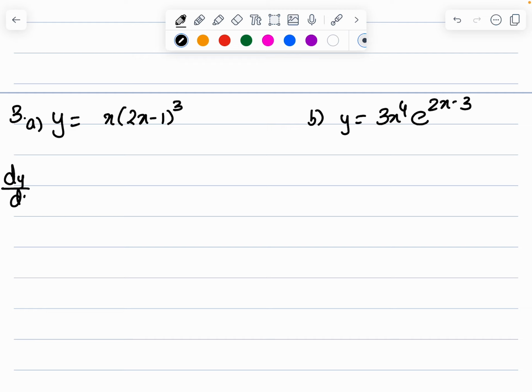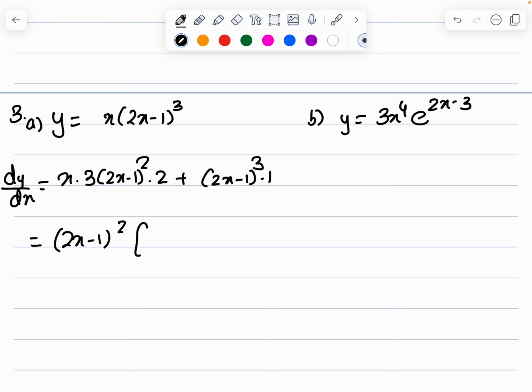What will happen? dy/dx equals x times 3 times (2x minus 1) whole to the power of 2 times 2, because chain rule is over here. That's why this is the next level of question, times 2, plus (2x minus 1) whole cube times 1. Then what can I take common? I can take (2x minus 1) whole square common. So what am I left over with? One more 2x minus 1 and 6x. So what is that final answer? 8x minus 1 times (2x minus 1) whole square.